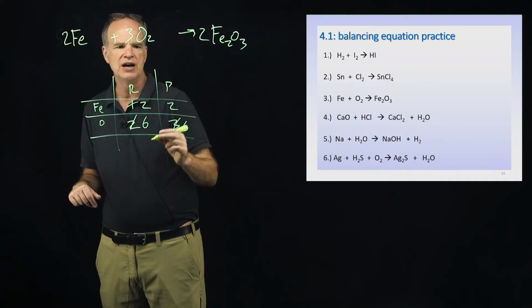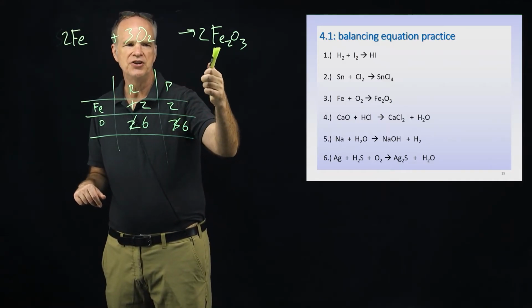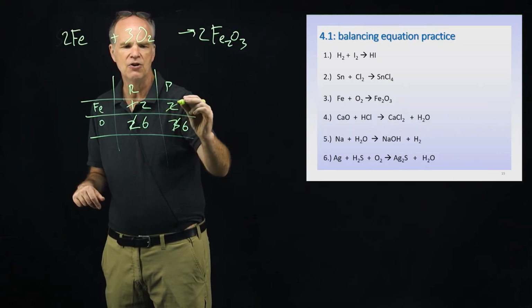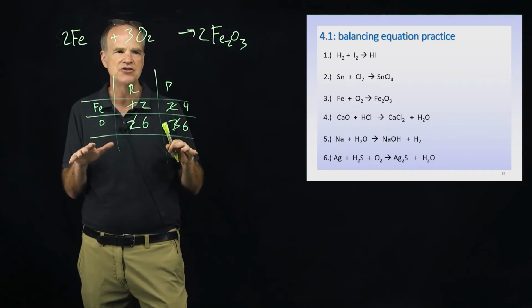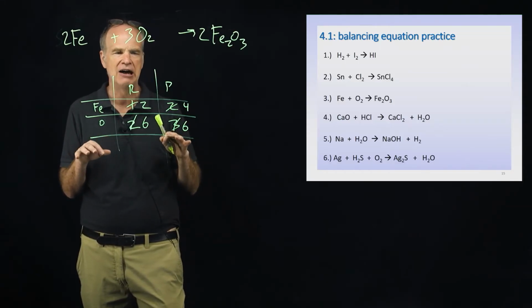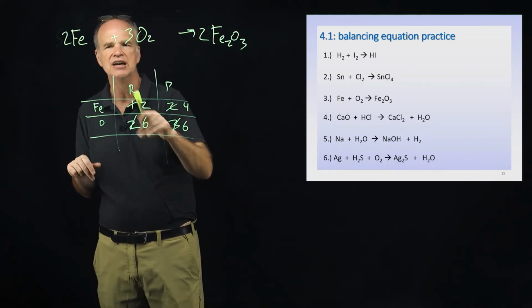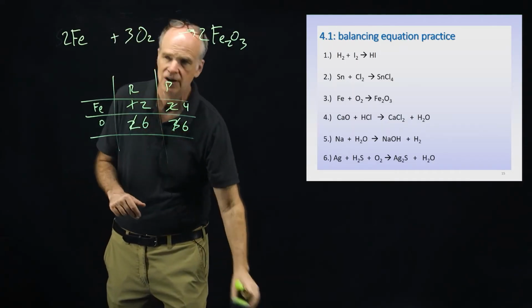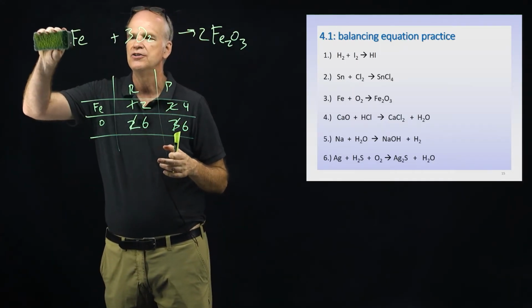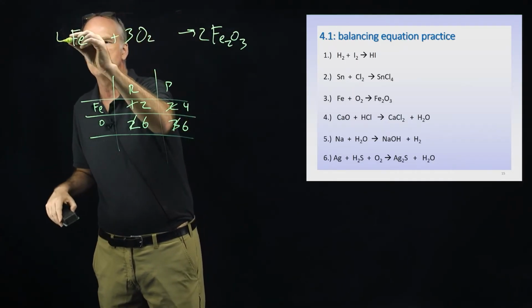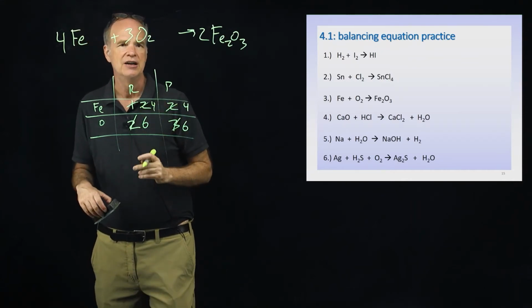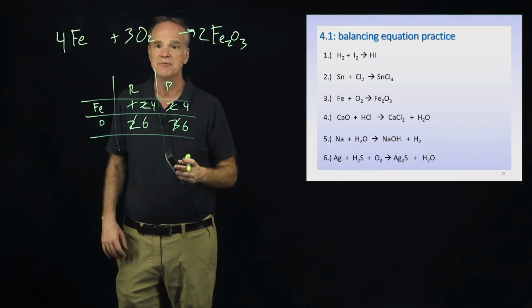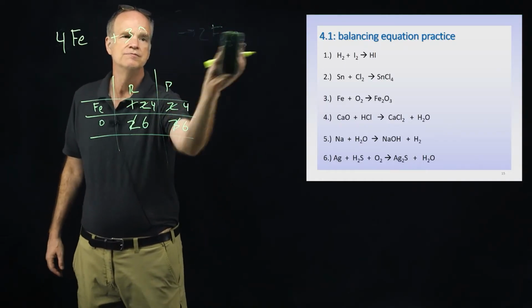But look what we've done. We've also adjusted the irons. We now have 4 irons in the product side. So while adjusting the oxygens, we threw the irons out of balance, but we can fix that pretty easily. Iron is by itself over here, so all we have to do is just correct this and put a 4 here. And so now we have a total of 4 irons there. And so this, to me, looks like a balanced equation. So we'll move on.